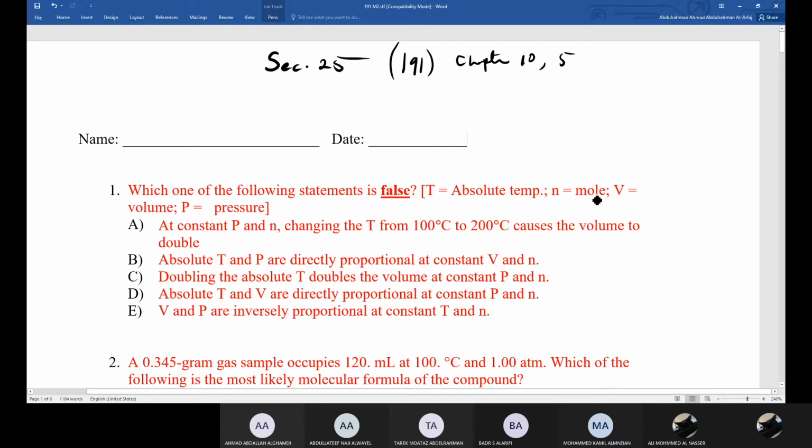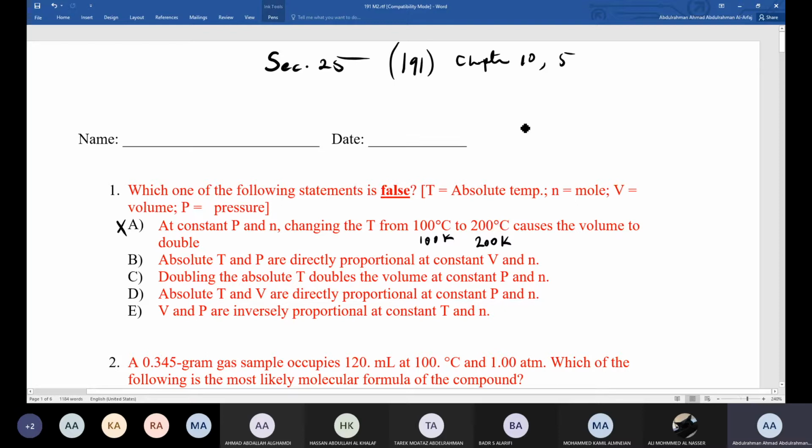T is absolute temperature, N is moles, V is volume, and P is pressure. At constant pressure and number of moles, changing the T from 100 to 200 causes the volume to double. Is this true or not true? False. It should be Kelvin. Yes, if it's 100 Kelvin to 200 Kelvin, then it will double.